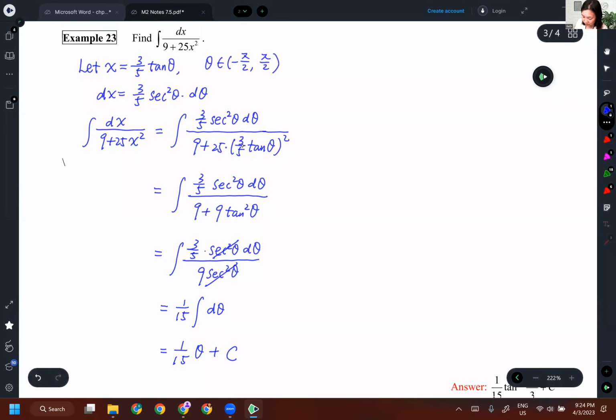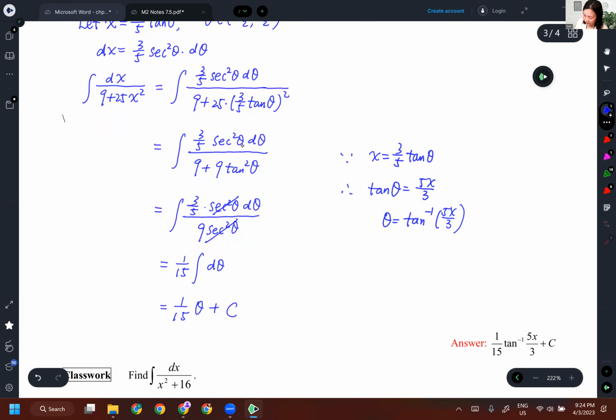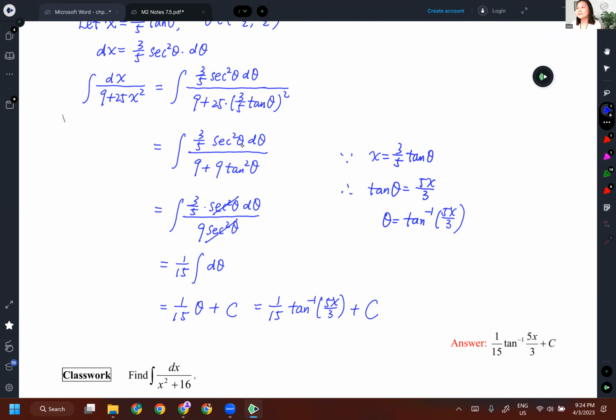Okay. Again, you need to work out theta. So here, because x equals 3 over 5 tangent theta, therefore tangent theta equals 5x over 3, and theta equals the inverse tangent of 5x over 3. So my final answer is this, 1 over 15, the inverse tangent. Is that okay?